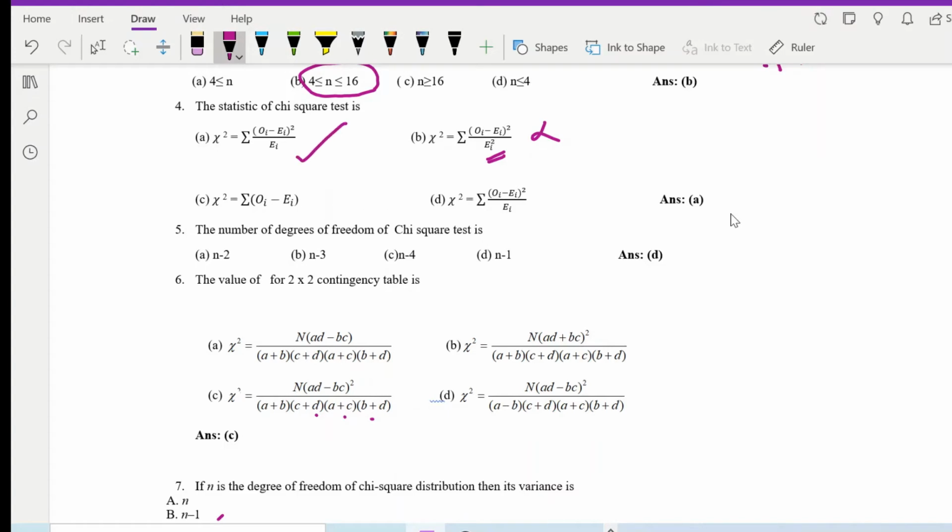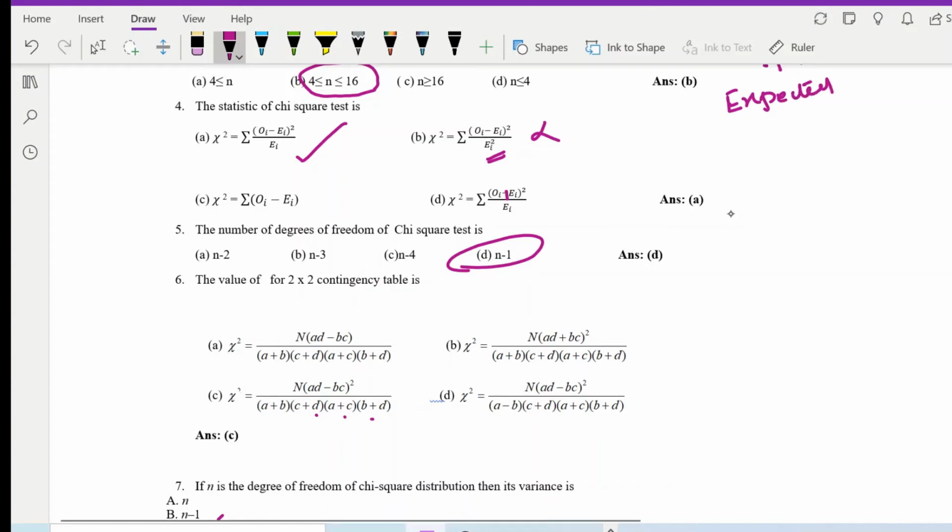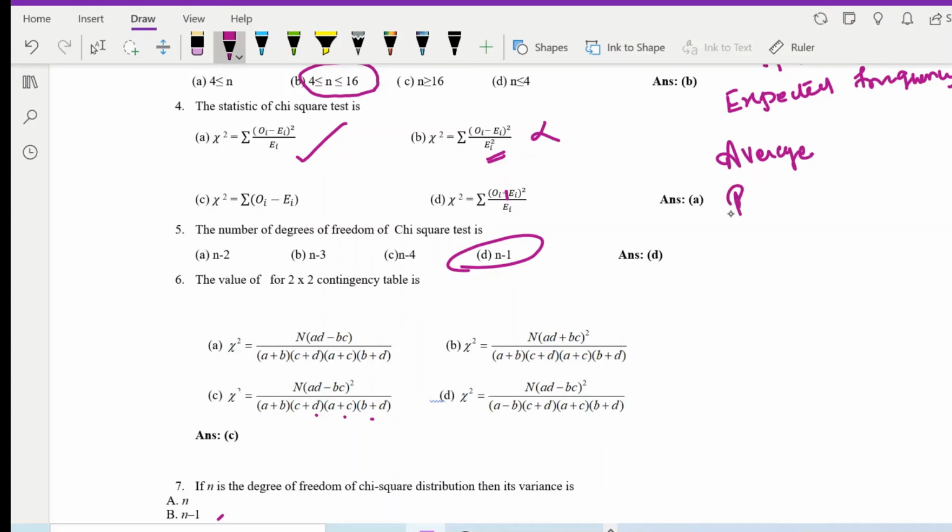The chi-square value is the sum of OI minus EI the whole square divided by EI. The number of degrees of freedom for chi-square is in general n minus 1, but based on the expected frequency calculation. We have to calculate the expected frequency while applying the chi-square test. Expected frequency can be calculated by the average method or the ratio method. For the average and ratio methods, the degrees of freedom is n minus 1.